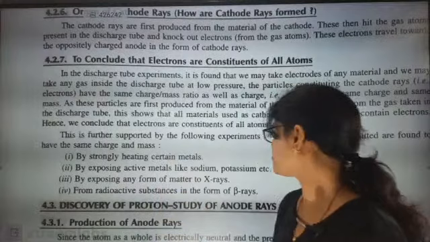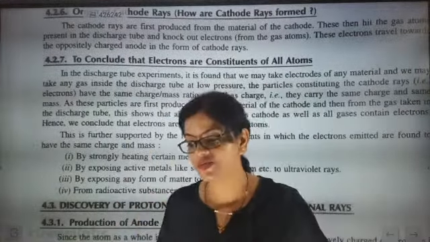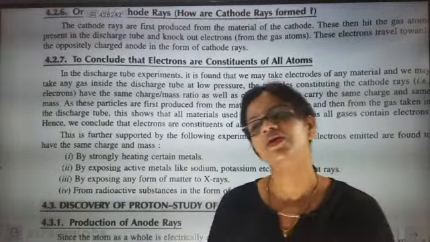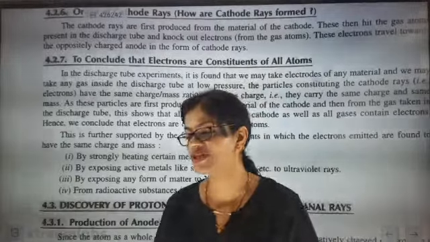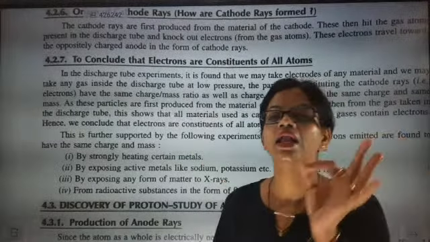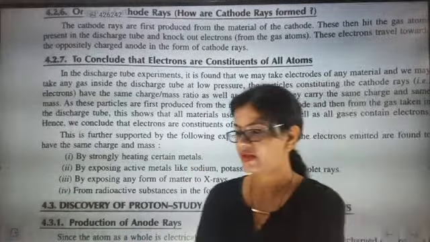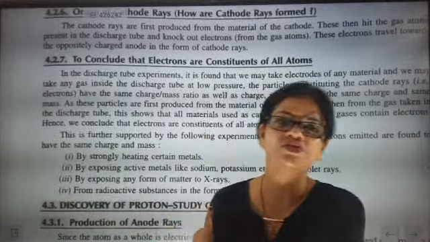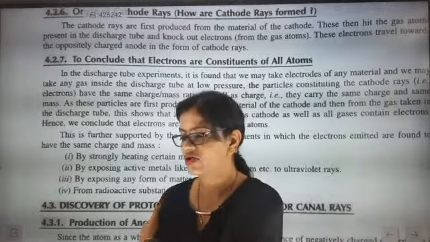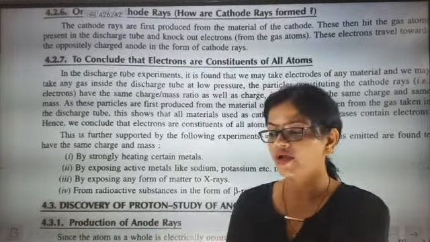Also radioactive substances, in the form of beta rays. So they did all these experiments to prove one thing: that atoms have negative charge, and this negative charge is called the electron. Understood? Understood this point? This negative charge is nothing but the electron. Come on, quickly tell me, did you understand this point?